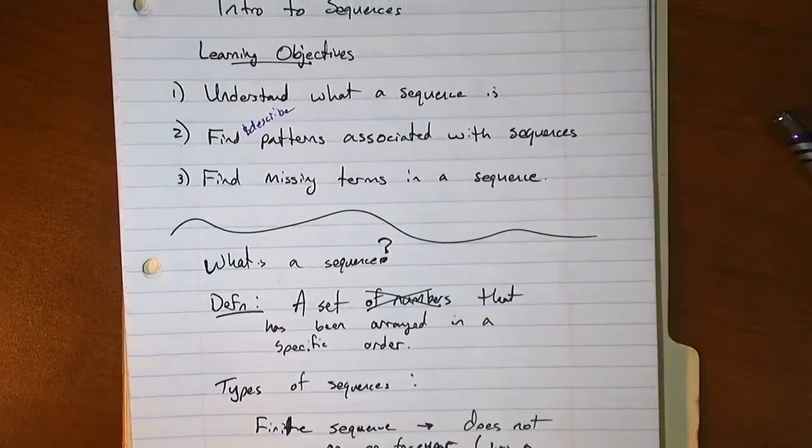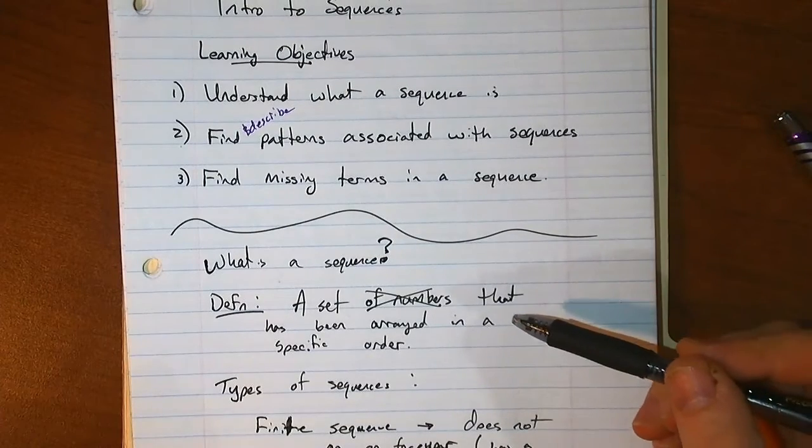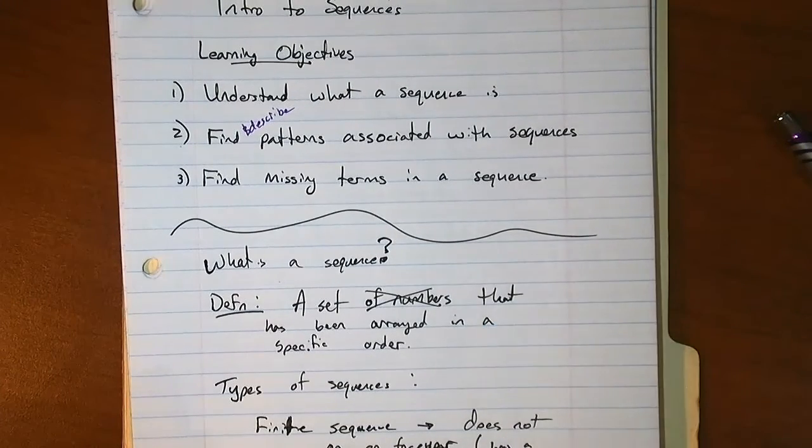All right. What is a sequence? It's just things that have been placed in a specific order. In other words, there's a first thing, there's a second thing, there's a third thing, and so forth. So let's take a look at some examples of sequences.